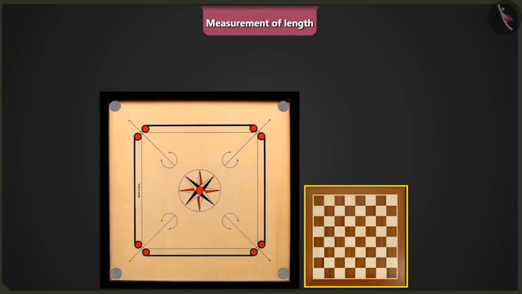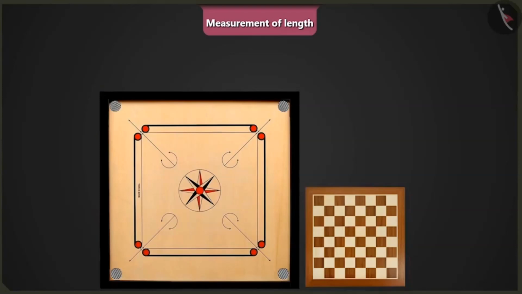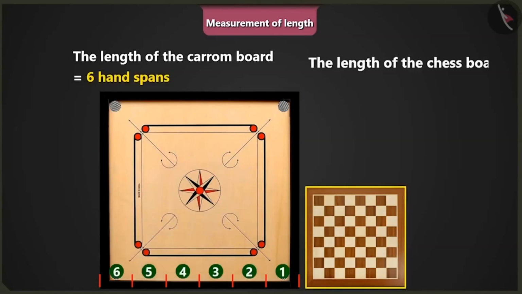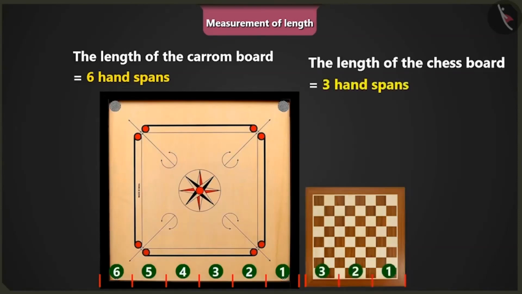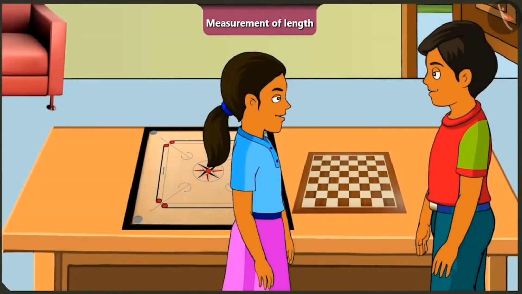The length of this chessboard seems to be half of the carom board. The length of the carom board is equal to 6 handspans. So the chessboard would be 3 handspans long. Oh wow, absolutely correct.